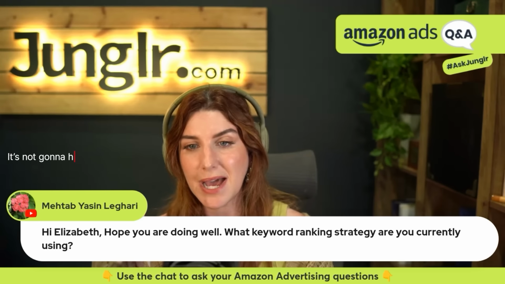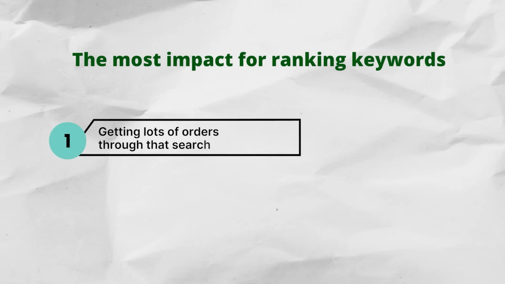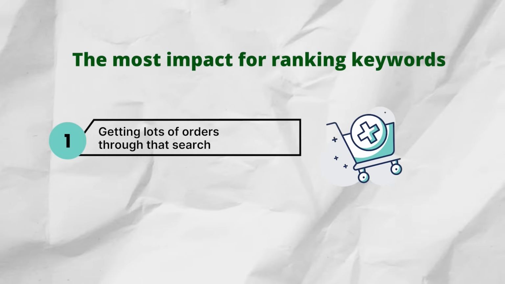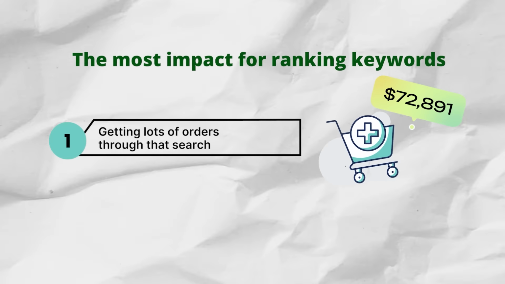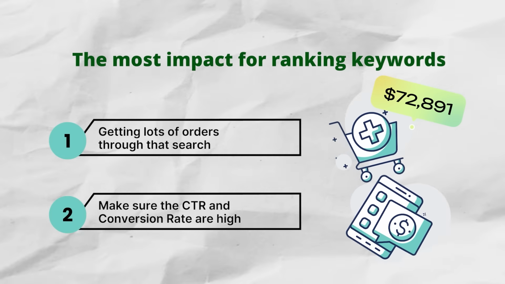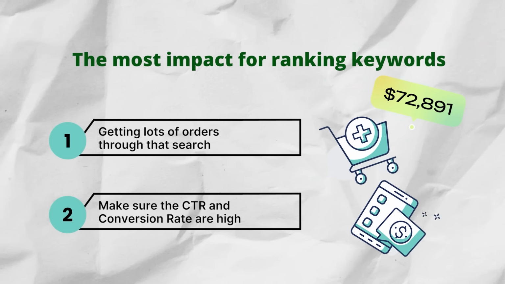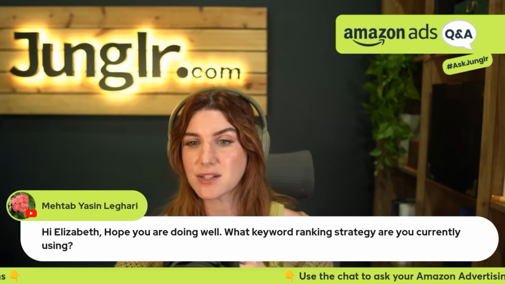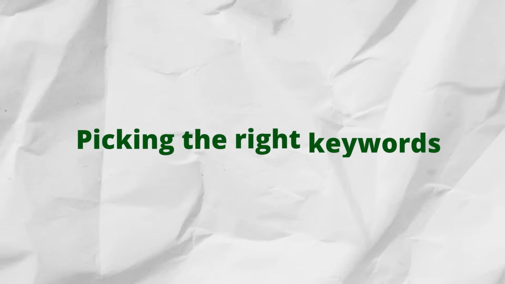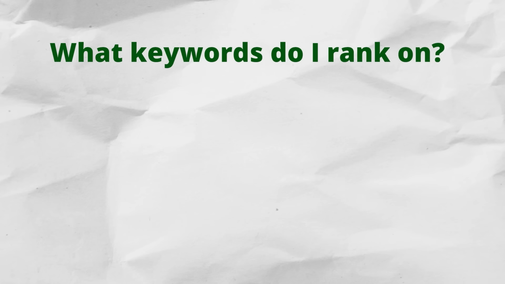So the most impact for any ranking keyword is going to be getting orders specifically through that search, getting a lot of orders so we don't just want one, and also making sure that our click-through rate and our conversion rate are really high on those key terms. So I'll be honest with you, the biggest impact on ranking you can have is really by picking the right keywords. So if your question was, how do I figure out what keywords do I rank on?